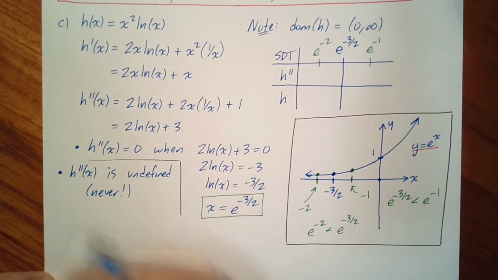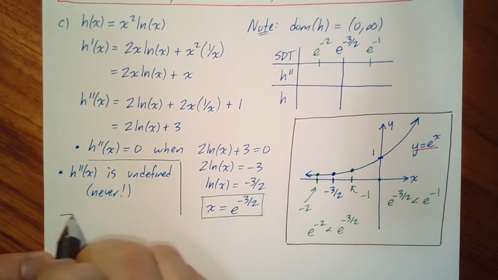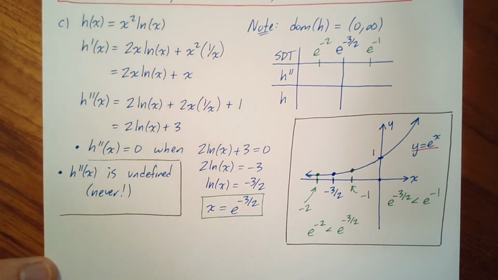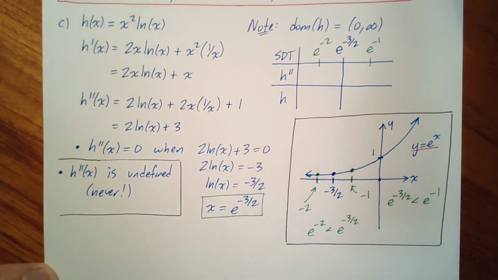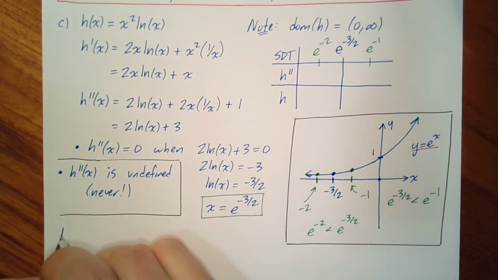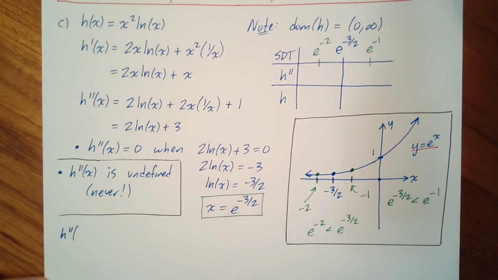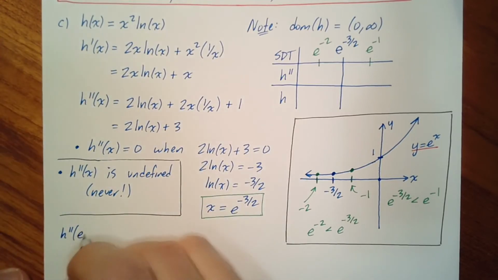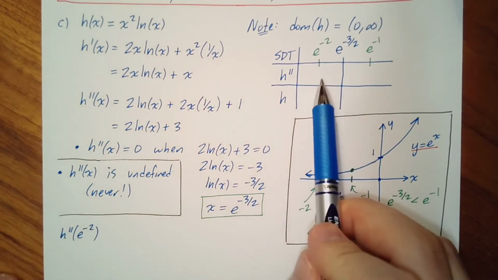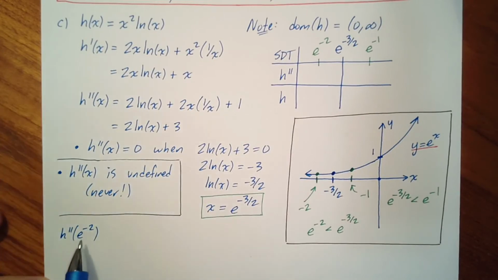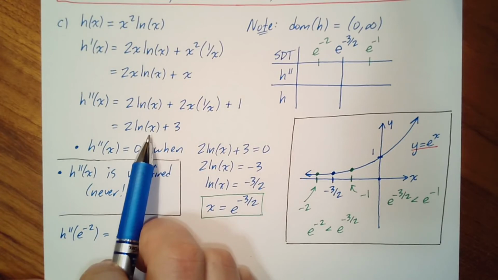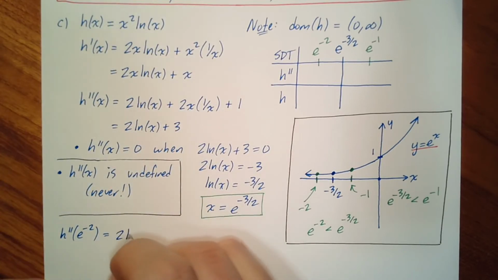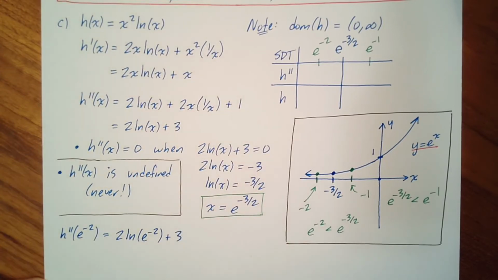Okay, well, let's plug these in. So let me clean this up so I don't want the work to crash into my other work. So let's plug those points in down here. h double prime of e to the negative 2. Let's plug that in, and we can figure out if this is positive or negative. We're going to plug e to the negative 2 in here. So we're going to get 2 times the natural log of e to the negative 2 plus 3.